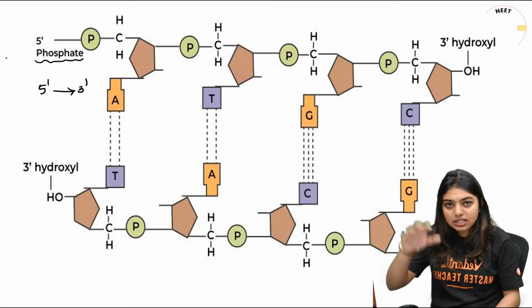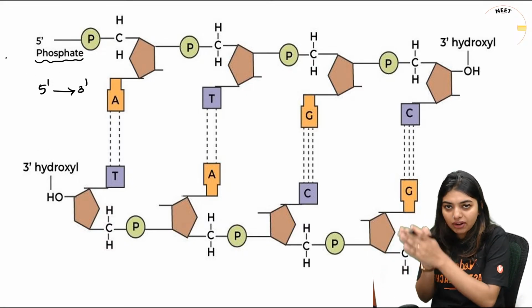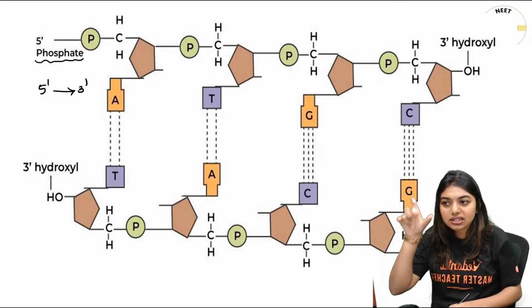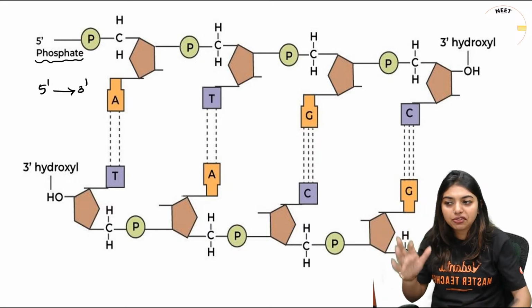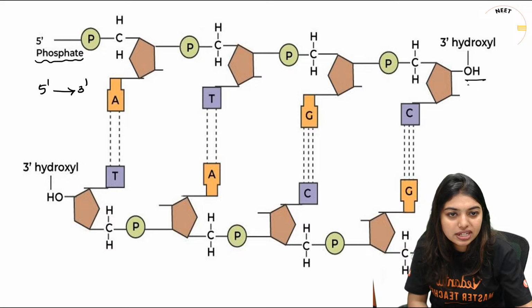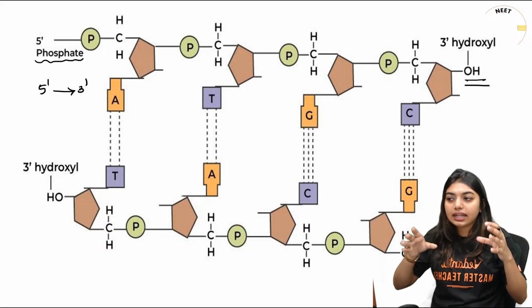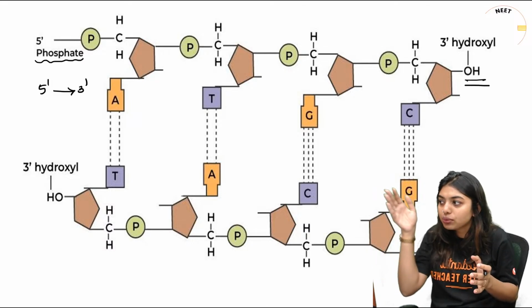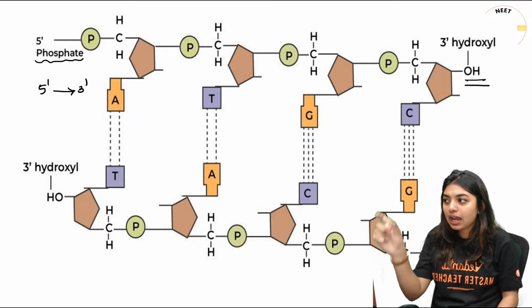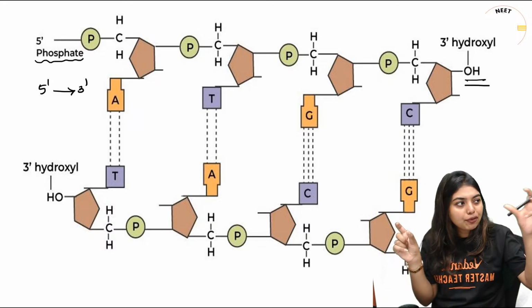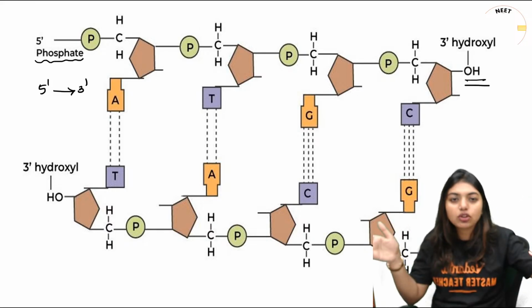On the 5-prime end, that means on one end, the phosphate will be free. That is the 5-prime end, phosphate will be free. And on the 3-prime end, always a hydroxyl will be free. So the free ends indicate the 5-prime and the 3-prime. If on one end phosphate is free, I will call that the 5-prime end. If on the other end hydroxyl is free, I will call it the 3-prime end.